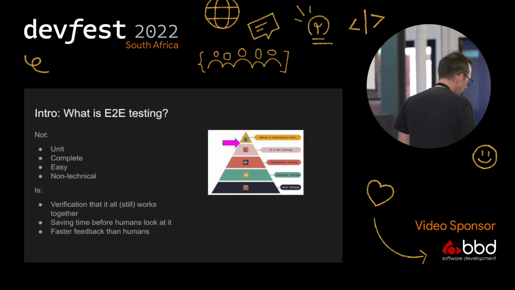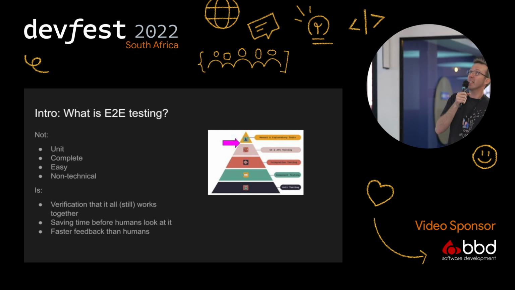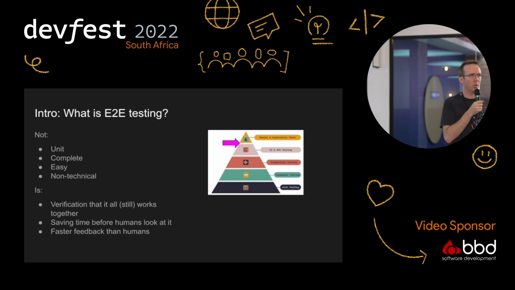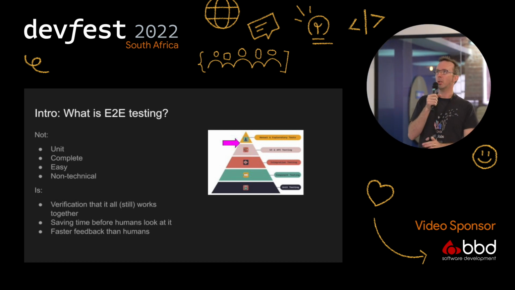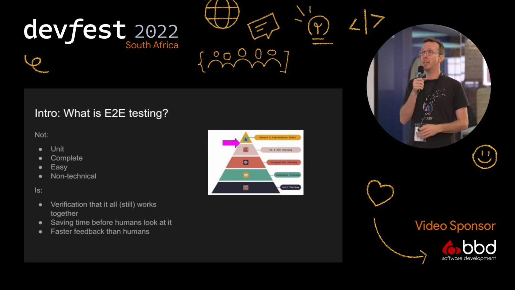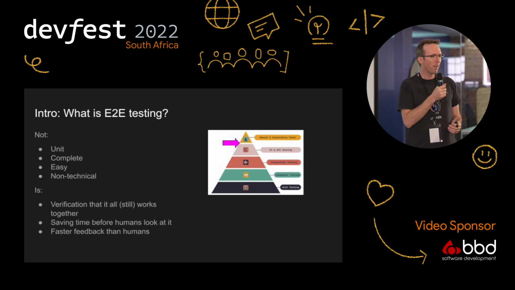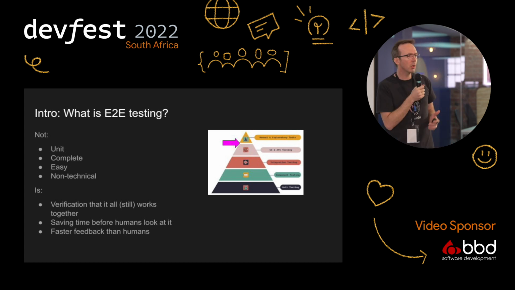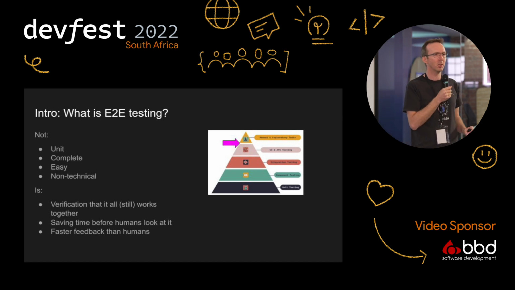What end-to-end testing is not, is unit testing. So we're not testing our code at the code level. It's also not complete. If you were to try to be complete in an end-to-end test, you would go completely nuts. It's also not particularly easy, because it's not something we do very often. And it's also not a non-technical task. Sometimes people will try to give end-to-end testing to non-technical people because it's someone else's domain and maybe they can get it done.